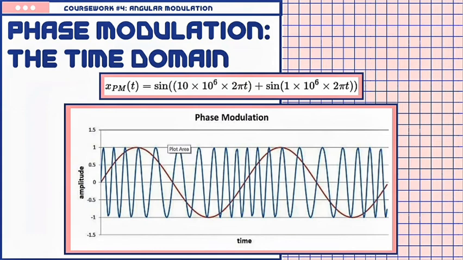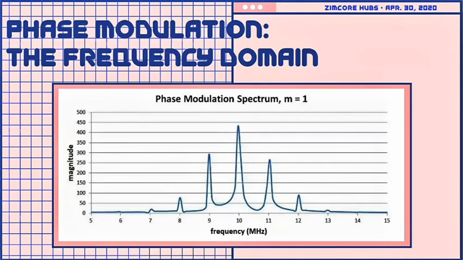And now here is the PM plot. Finally, the frequency domain of the phase modulation. The preceding time domain plots demonstrate what was said previously. Frequency modulation and phase modulation are quite similar. It's not surprising then that PM's effect in the frequency domain is similar to that of FM.